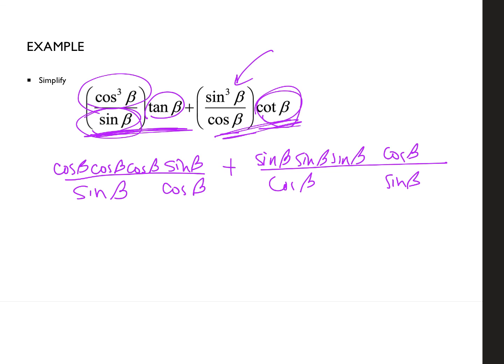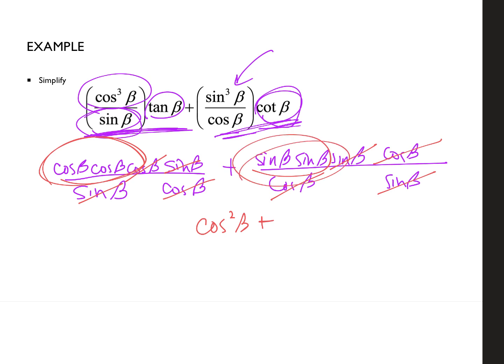Now this is what's cool about this problem, is that the sines cancel here, the sines cancel here, a cosine cancels here, and a cosine cancels here. So when I multiply what I have left, over here I've got cosine squared beta, and over here I've got sine squared beta, and that is, ladies and gentlemen, the big kahuna. This problem equals 1.